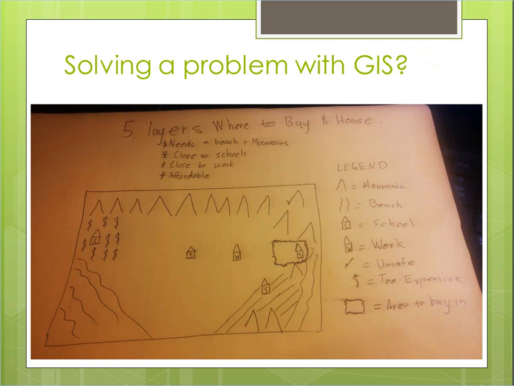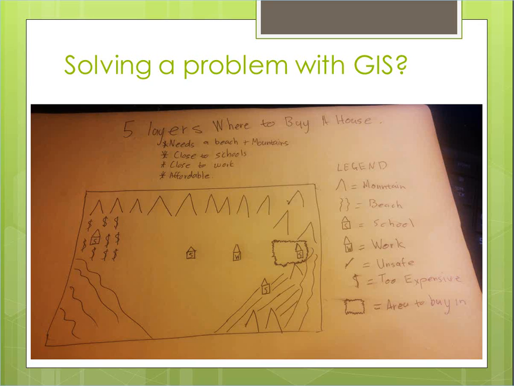So let's look at a little bit of an example I drew on paper, deliberately to show that GIS starts with spatial thinking and then a solution can be driven. So I would say you'd need about 5 layers, but let's start off with, so this house needs to be close to a beach and mountains, needs to be close to schools, close to your work, and affordable.